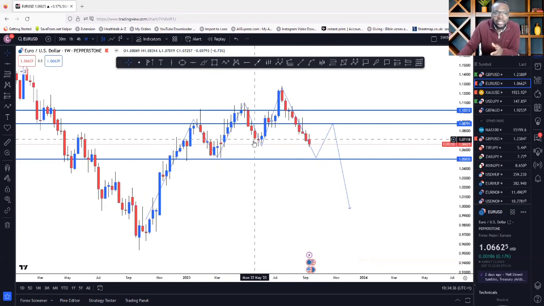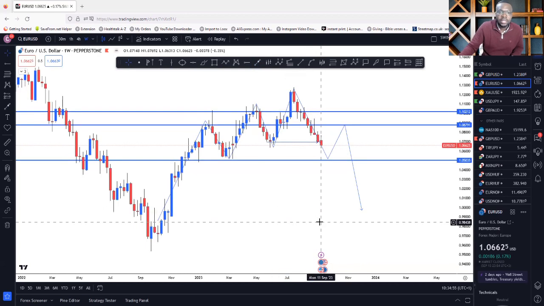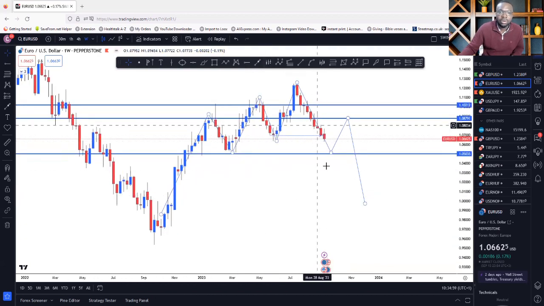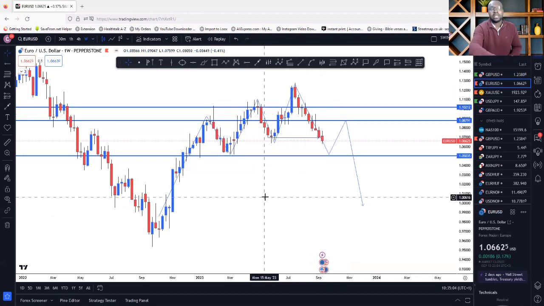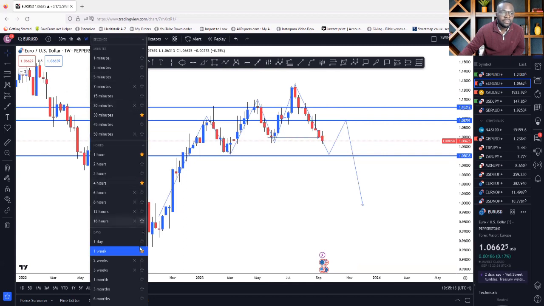But if we check this, where's my tool? If we check this, we can see this is a break of structure already, body on the weekly. So for those of you trading swing trade, this is beautiful. Understanding there's a break of structure, all I'm waiting for is a reasonable entry. I'm actually looking at doing a swing trade on Euro USD this coming week. I'm looking forward to it, but I will look at the behavior on the daily.